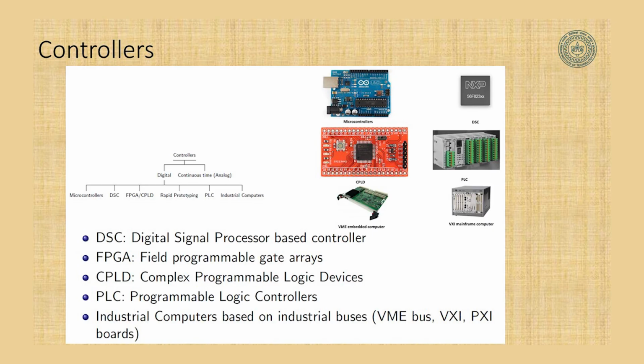Then there are industrial computers based on industrial buses. Those are also digital controllers. They may use different buses such as VME bus, VXI, PXI, etc. This is a VXI mainframe computer, and this is a VME embedded computer. So, there are various types of controllers available. Sensors, actuators, transducers and controllers, four things that we have learnt.